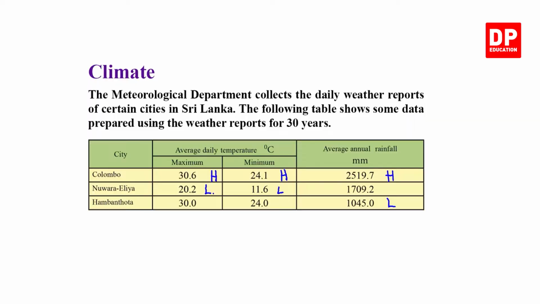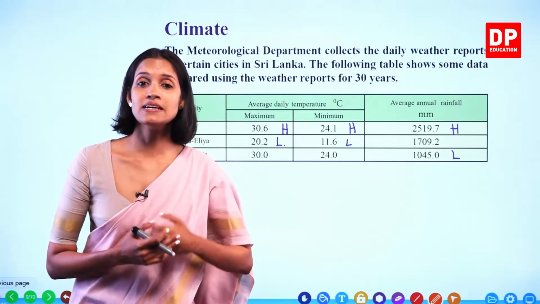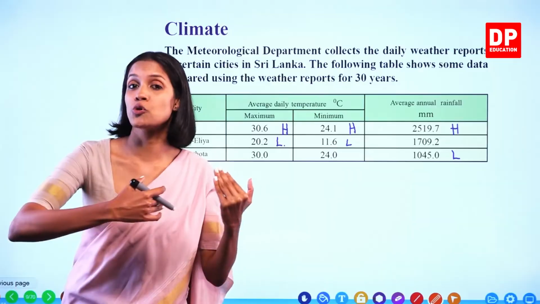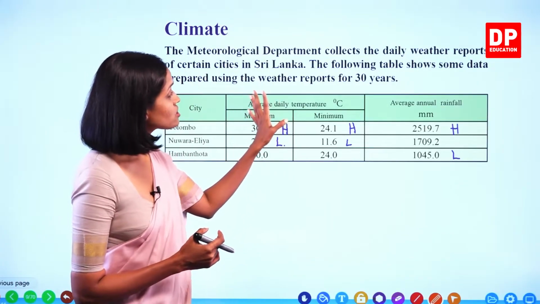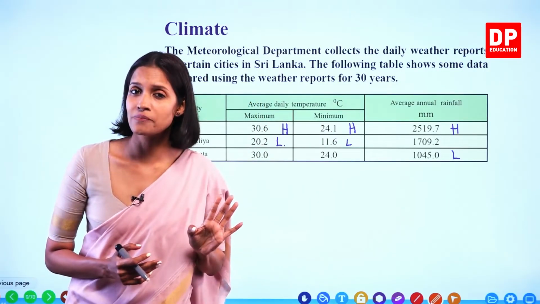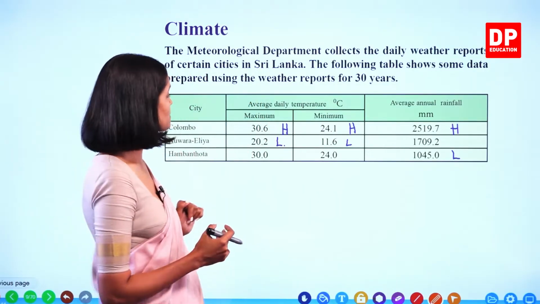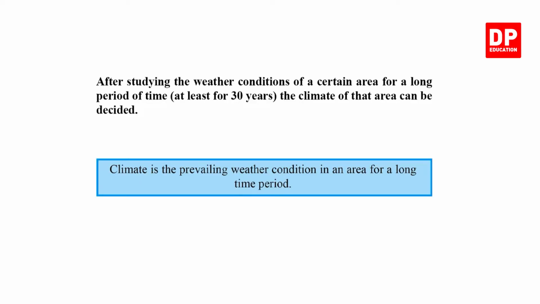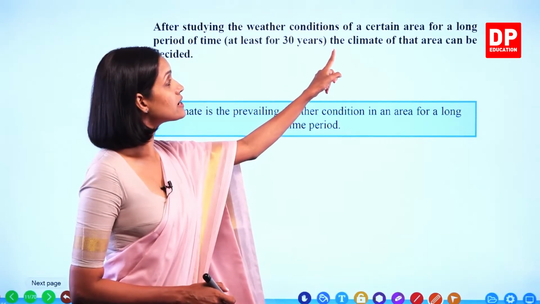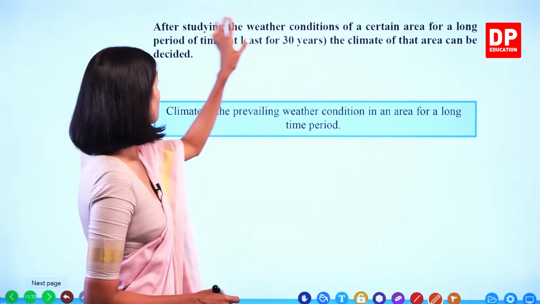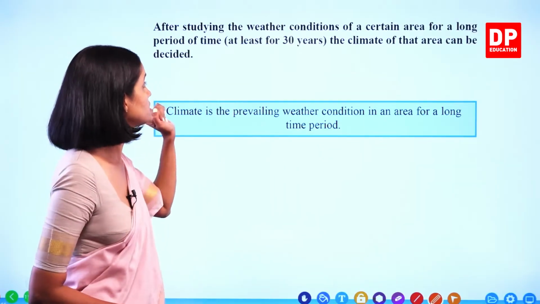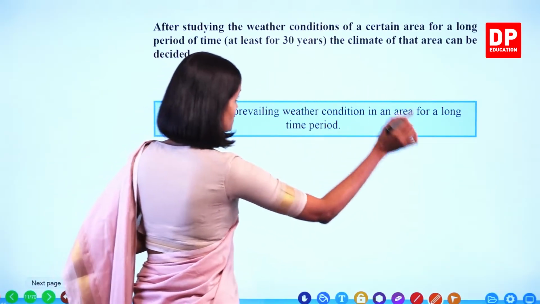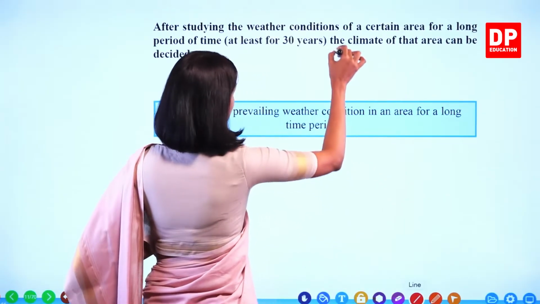Okay, children? So I hope you understood that when you consider these weather changes, some changes are short term, that is, we already learned as weather. Apart from that, these long term changes are also there. What is it called, children? So here, after studying the weather conditions of a certain area for a long period of time, we consider 30 years, right? At least 30 years. The climate of that area can be decided.